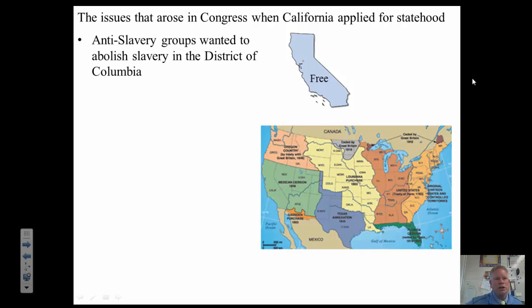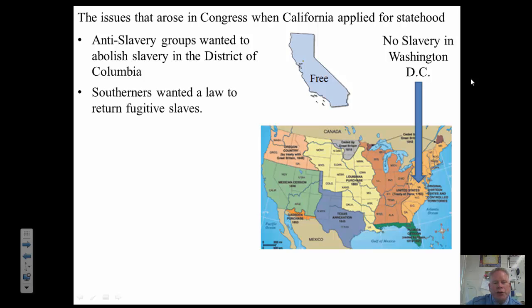But also something that came through Congress at the same time was that they wanted to abolish slavery in Washington, D.C. Our country is called the land of the free, and they thought it was very inappropriate to have the capital of the land of the free, Washington, D.C., be a place where they would have slaves. So they wanted to at least abolish slavery in that city. Southerners wanted a law that would force people to return fugitive slaves. So that was another one going around there. Now, all three of these things were hotly argued issues in Congress, and all three of them could cause a war.